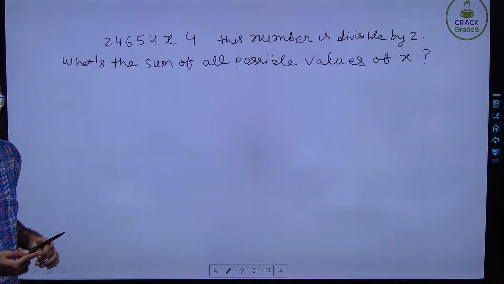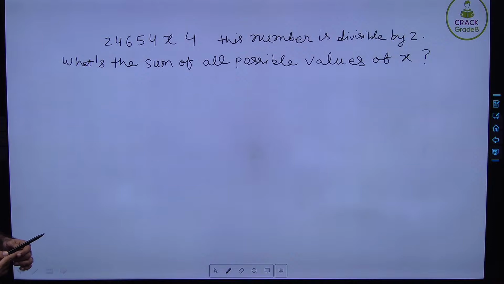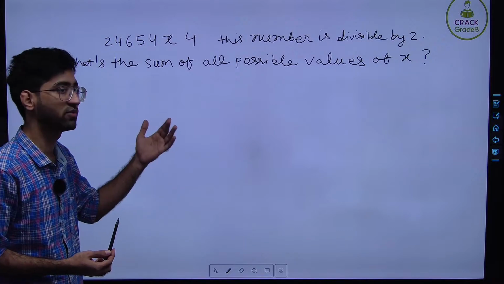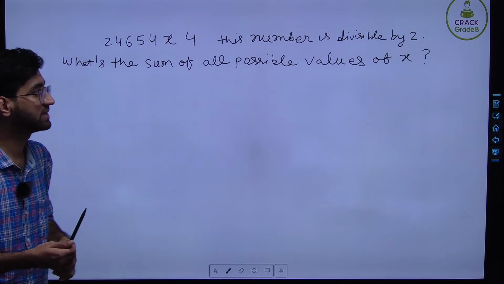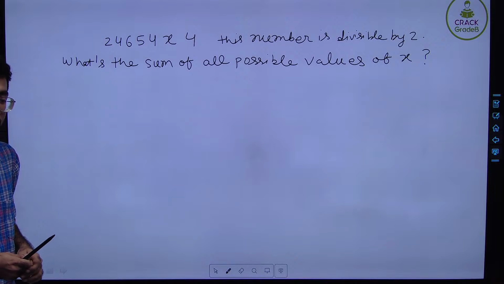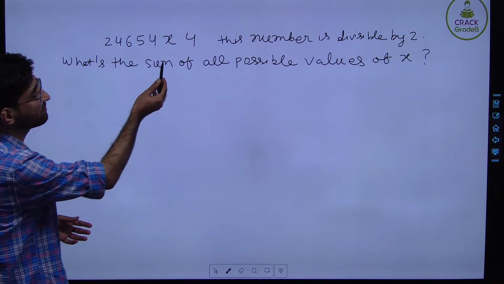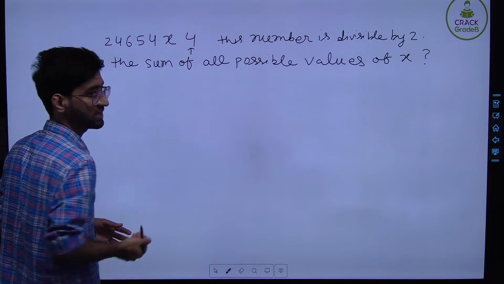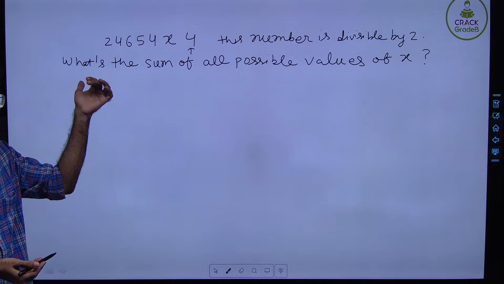Okay, everyone should write this question: what is the sum of all possible values of x? There is a 7-digit number 24654x4 and it has been given that this number is divisible by 2. So what is the sum of all possible values of x? See, if this number is divisible by 2, let us look at the unit place. 4 is there, which means this number is divisible by 2.